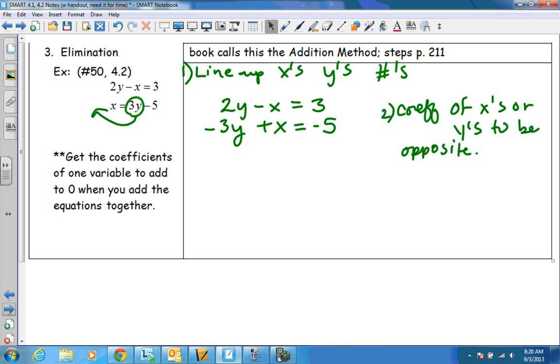Well, if I wanted these guys to be opposite, what would I need to multiply the top one by? Think about it. 3, because now that would be a 6. If I wanted then to get a negative 6, which would be opposite, I'd multiply by 2. Does that make sense? But do I even need to do that? Do I need to make my y's opposite? No, because what's already opposite? The x's are already opposite.